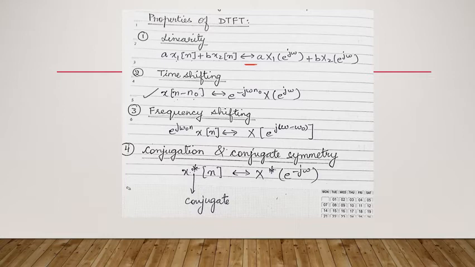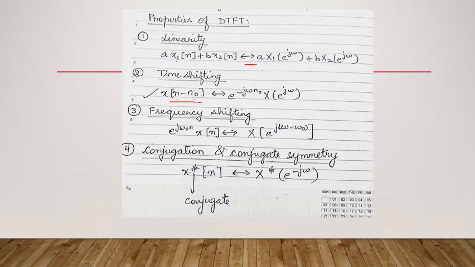The second property is a very important property, that is the time shifting property. As you can see on the left hand side, you have a time domain signal, and instead of x of n, it is x of n minus n naught.